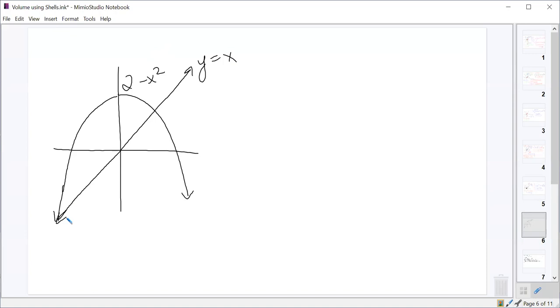And we'll also bound it by the y-axis. So we're going to bound this region by all three of these things. No, that's fine. Let's do that. Okay, great. We'll bound it there.